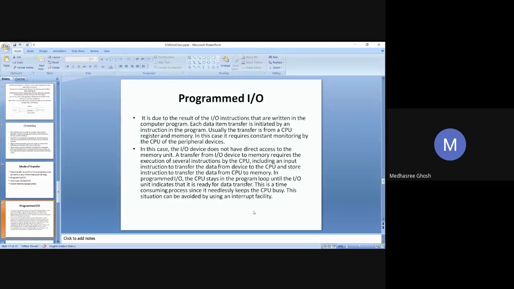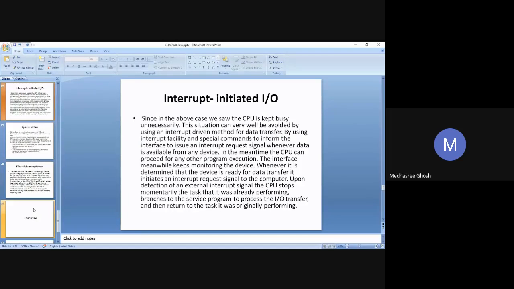If we have some other process to execute this same thing, the CPU does not need to be busy every time. It will just give extra load to the CPU. This situation can be avoided by using the interrupt facility. See, in the name it is written, interrupt initiated input output. Whenever an input output device needs to access the memory, what it does, it will interrupt the CPU.